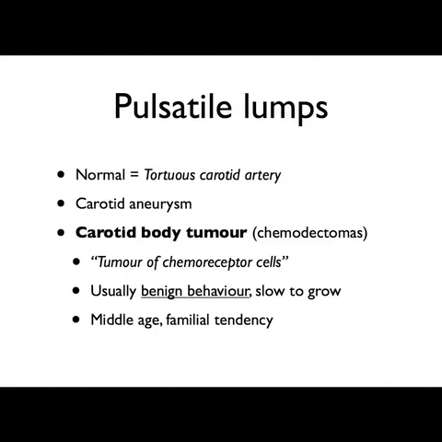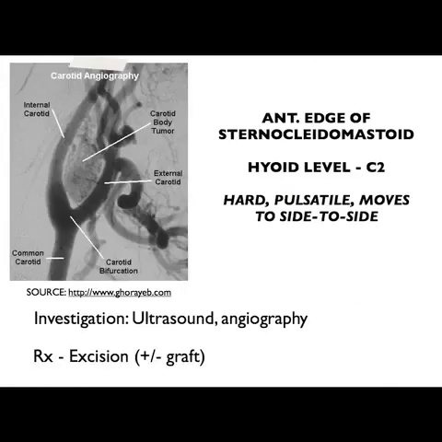It normally presents at the anterior edge of the sternocleidomastoid, a visible swelling at the level of the hyoid bone. It tends to be hard and elastic in consistency, and it can move side to side. It can be investigated with an ultrasound or angiography. There's a nice angiography there. And treatment is excision, and possibly graft, maybe.